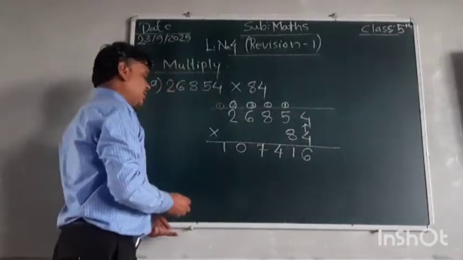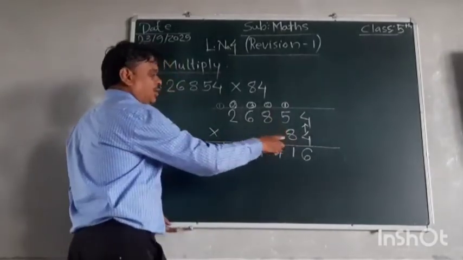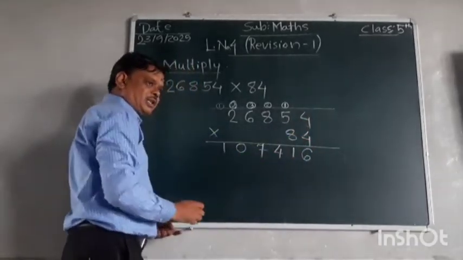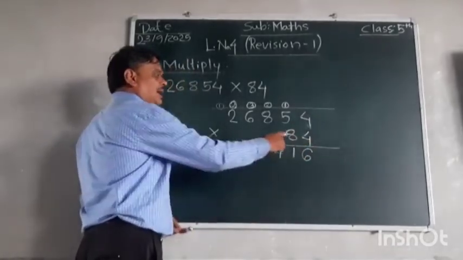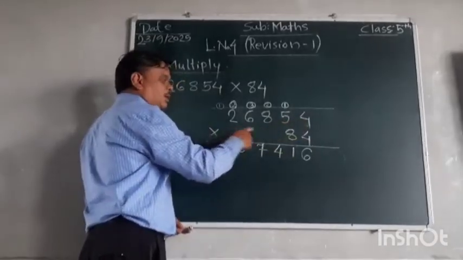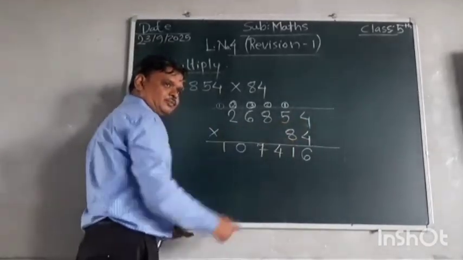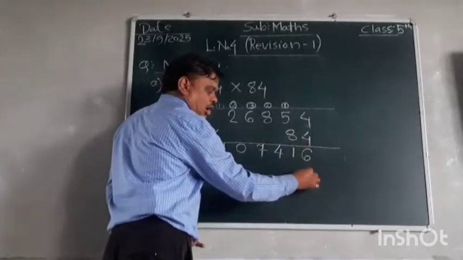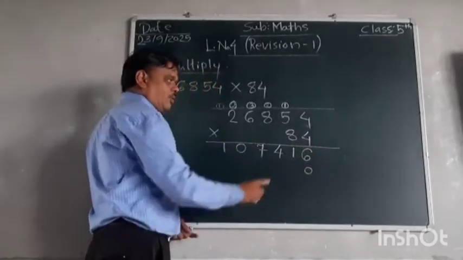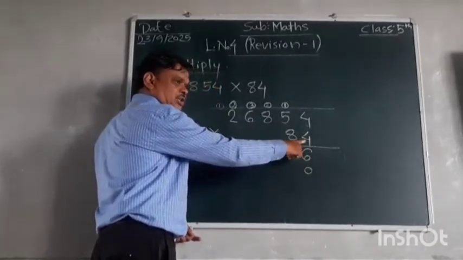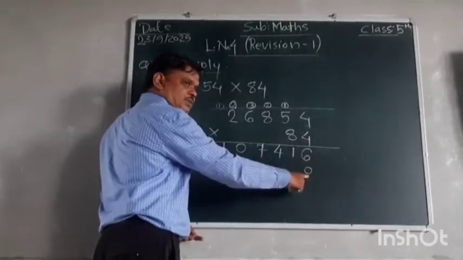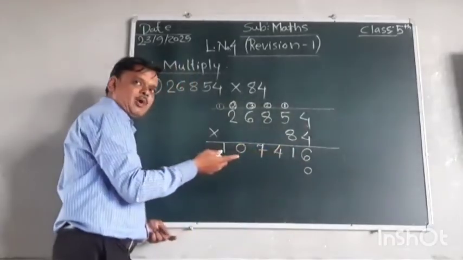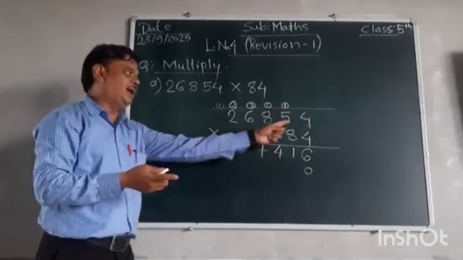Understand? Okay. Now here students, as you completed the first multiplication by the first digit, that is 4, now multiply all these digits one by one by the next number, that is 8. Before you start with this number, you have to place either 0 or a cross mark here. Why? Because we already completed multiplication by 4. That's why we have to keep 0 here and then start with 8.